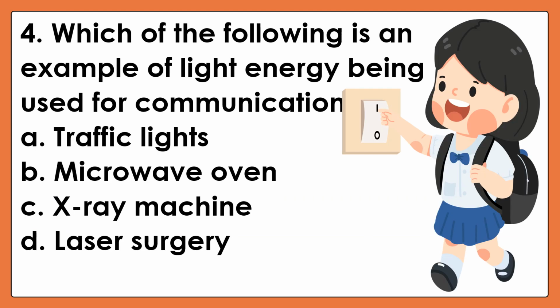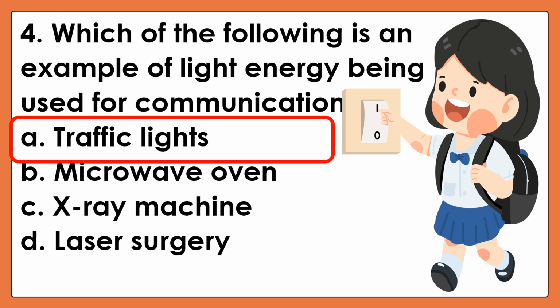Number 4, which of the following is an example of light energy being used for communication? A. Traffic lights. B. Microwave oven. C. X-ray machine. Or D. Laser surgery. The correct answer is letter A. Traffic lights.